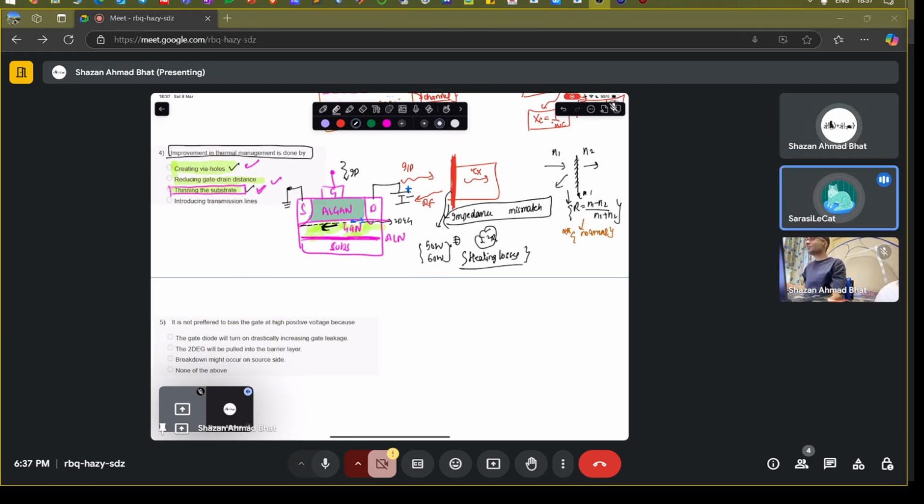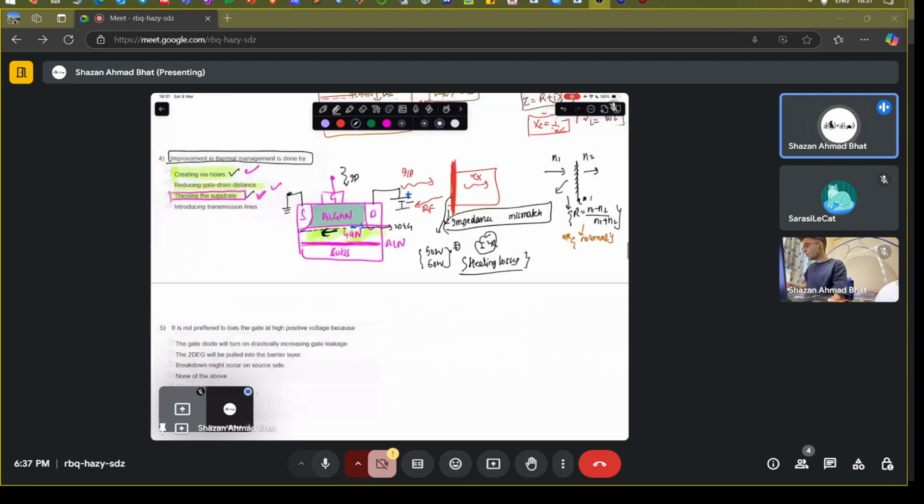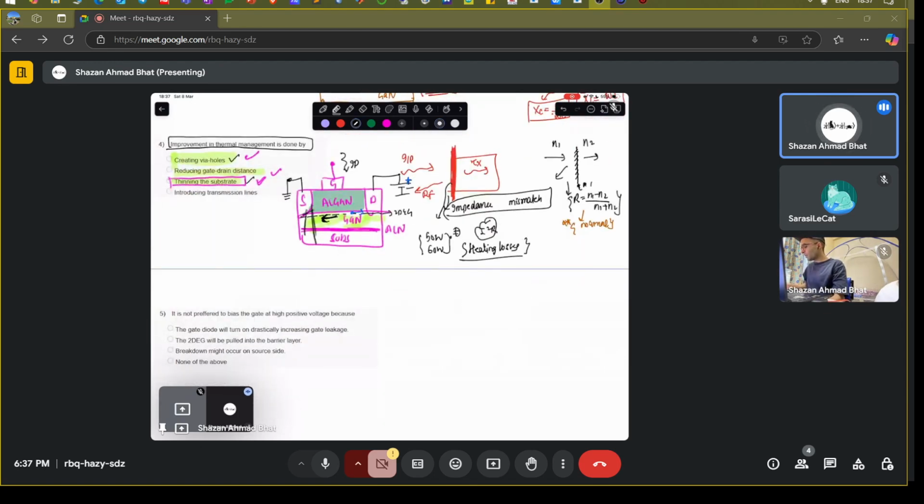Yeah, that is the problem. So maybe whoever has set the paper has not thought that creating via holes can help in thermal management. Because if you think about the via hole concept, it is making a hole from the top to the bottom and filling it with metal. Whenever you fill it with metal, it's a very highly thermally conductive system. So it's going to take out the heat also. It's going to help in the thermal management.